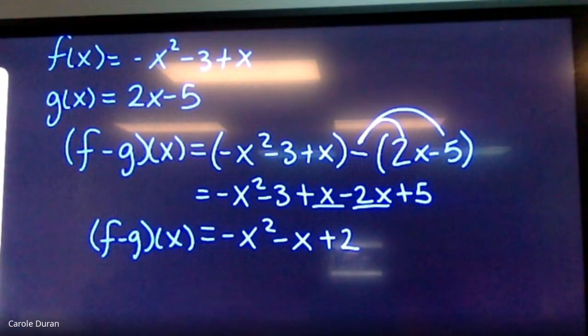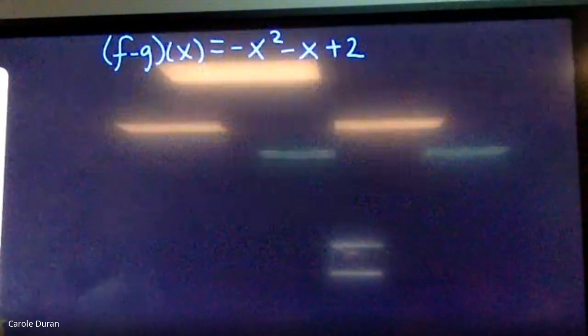How do we feel about that? Anybody confused by anything that we did on this problem? If there's a subtraction, you have to distribute it to the entire second function. Exactly what it says. Which is why order is important, because if I did g minus f, I would get the wrong answer. So we must follow the order that the problem is written in.